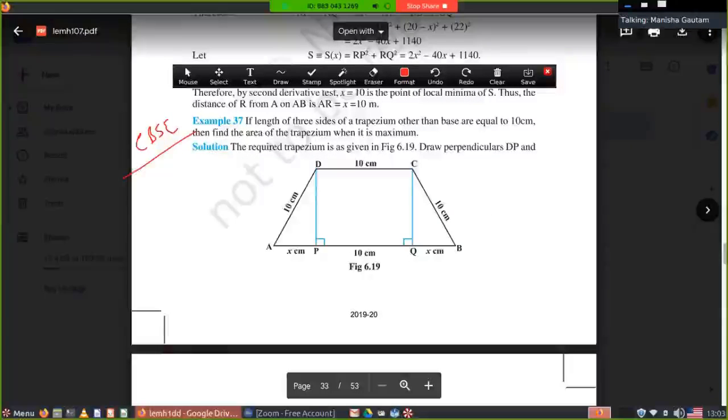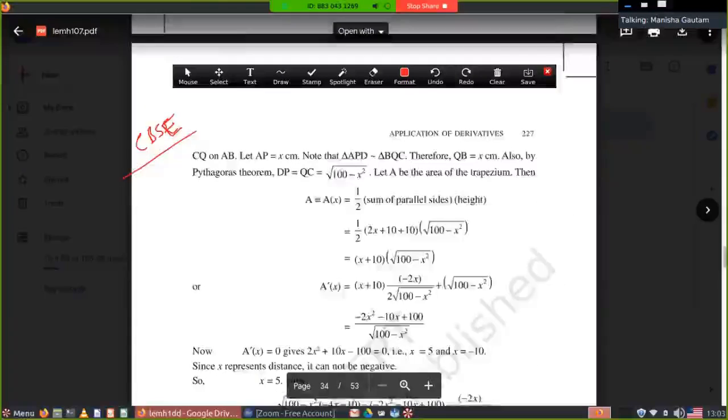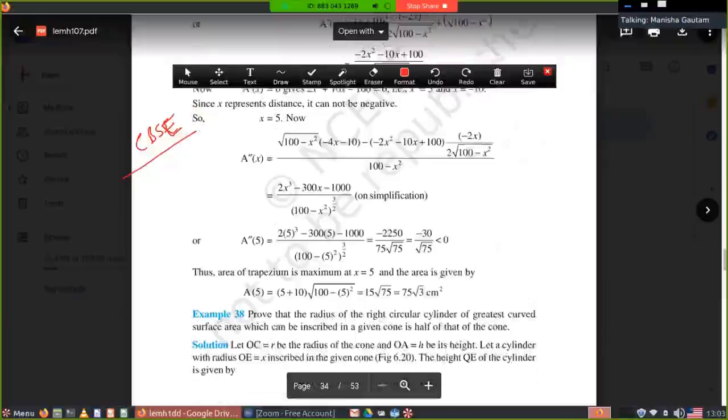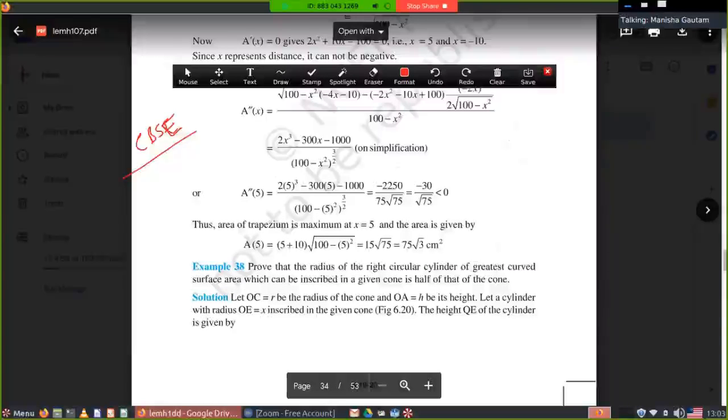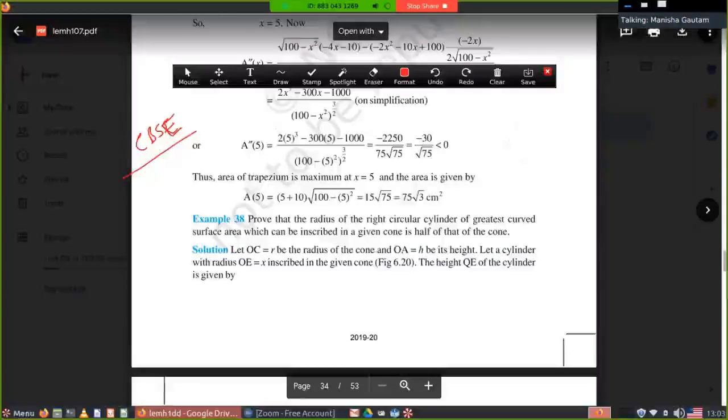So many times it comes in a CBSE exam. Important, because it came so many times in CBSE exams. Try to do this question. Here is example number 38. Prove that, this is also a good question. Now good questions are there. You have to put in some effort to do these questions, because strong calculations are there in the examples as well as in the questions.